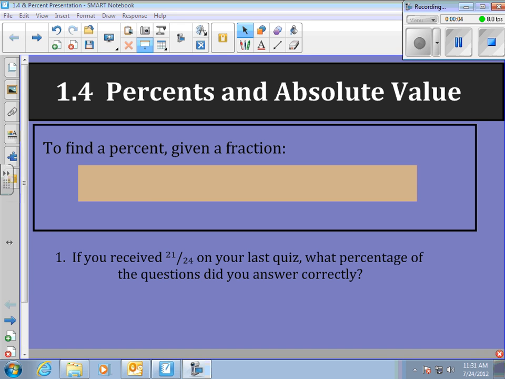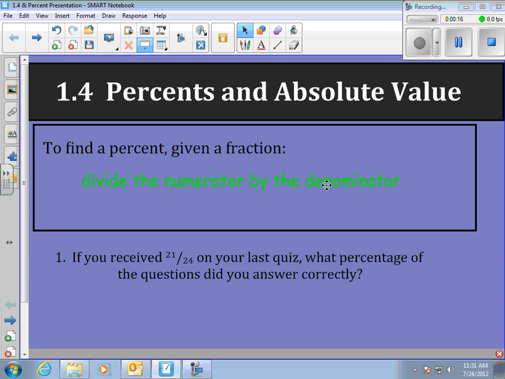Okay, today we're going to go over percents and absolute value, and you will be hearing from me, your well-rounded math teacher, Mr. Picard. To start out with, to find percents given a fraction, divide the numerator by the denominator.